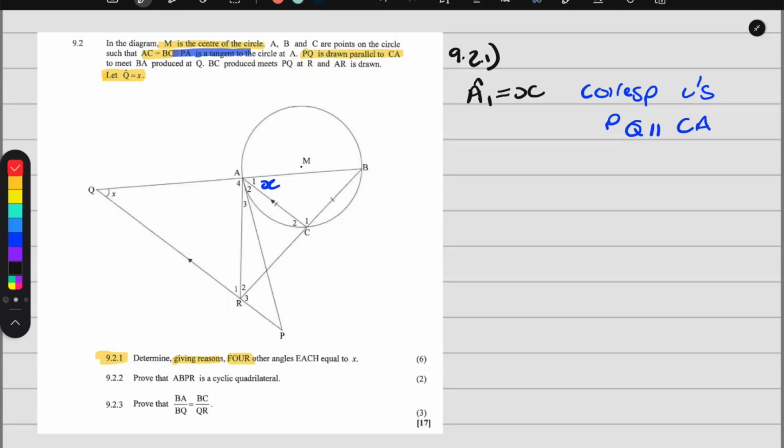So the information said that this line is equal to that line. Do you see the isosceles triangle? That means the base angles are the same. That means angle B there is also x. That's my next angle. Angle B is also x because of angles opposite equal sides.